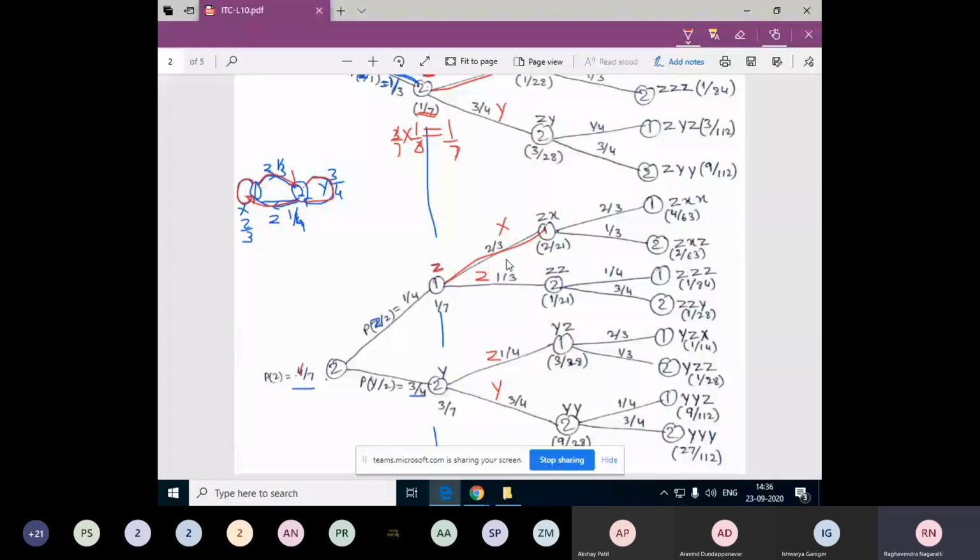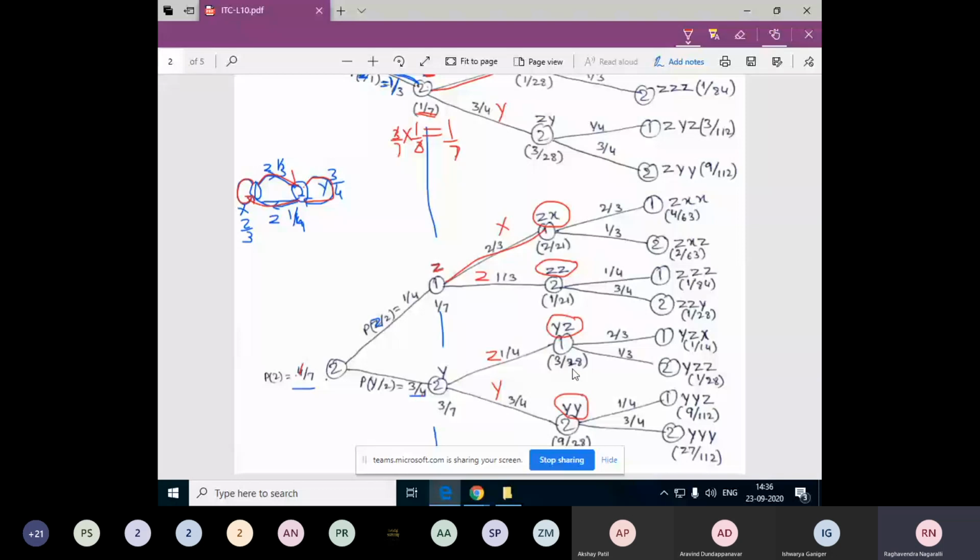So we need to calculate the total probability at the end of that state, at the end of that symbol emission. So here the symbol emitted is ZX. Here the symbol emitted is ZZ. Here the symbol emitted is YZ. Here the symbol emitted is YY.